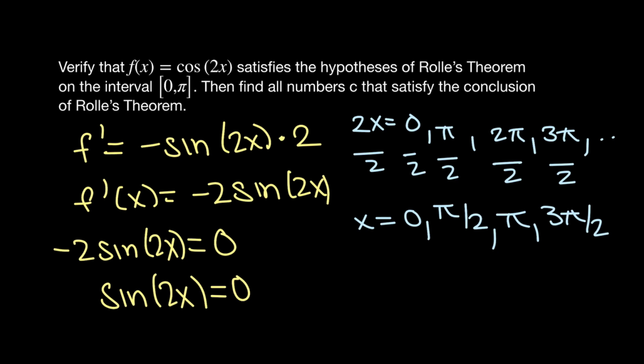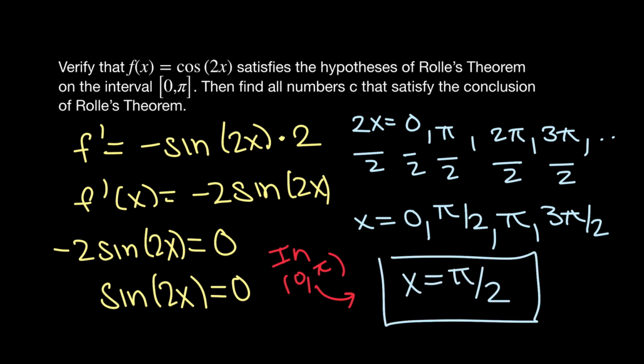Okay, so which of these values satisfies the conclusion of Rolle's theorem? Rolle's theorem says there has to be a place somewhere between 0 and pi, not including the 0 and pi, but there has to be a value between 0 and pi where the derivative is 0. And we have that. Pi over 2 lies between 0 and pi, and that is a place where my derivative is 0.